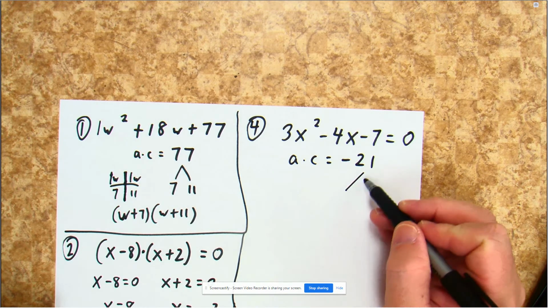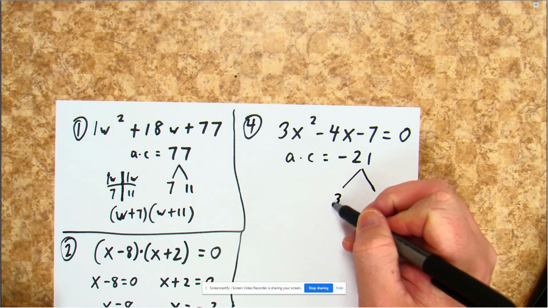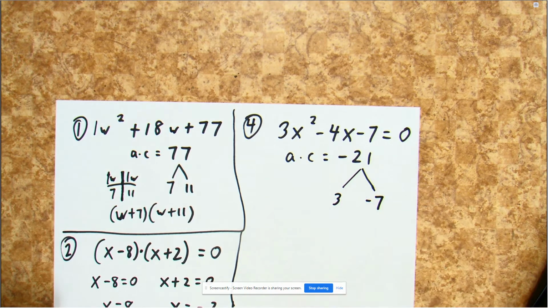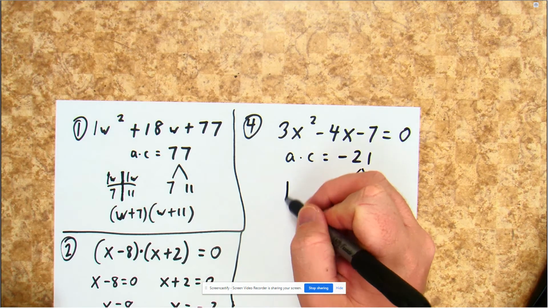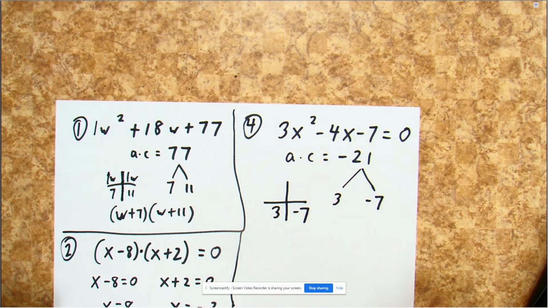My job is to find 2 magic numbers that multiply to negative 21 and add up to negative 4. And lo and behold, 3 and negative 7 fit that bill. They multiply to negative 21. They add up to negative 4. Now for this one, I do have to do a t-chart where I put my magic numbers in the bottom.